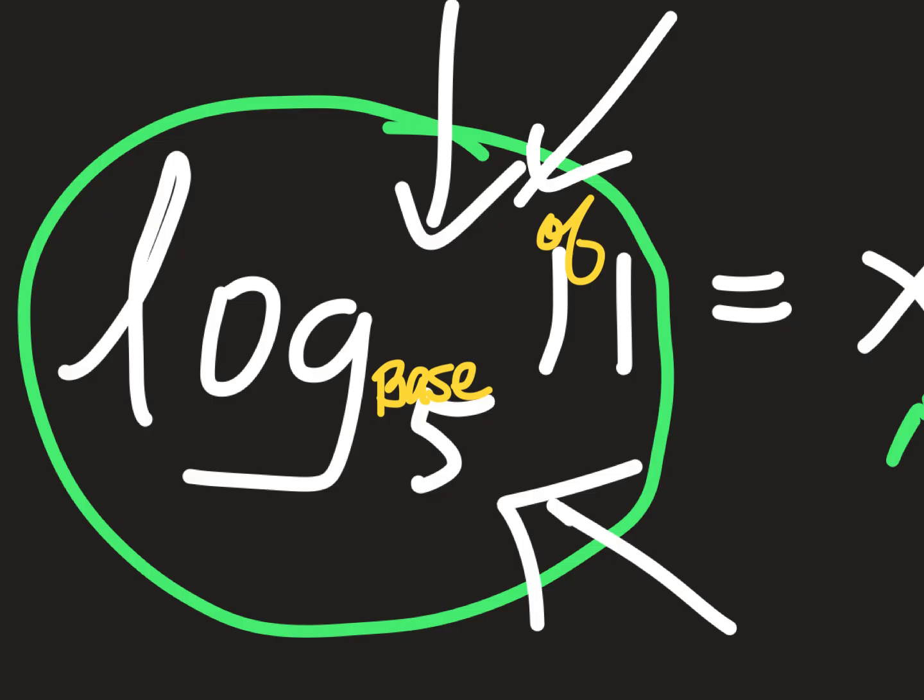Now you actually sound like you know what you're talking about. Log base 5 of 11. That's how you say that. Okay? All right. A few other things.